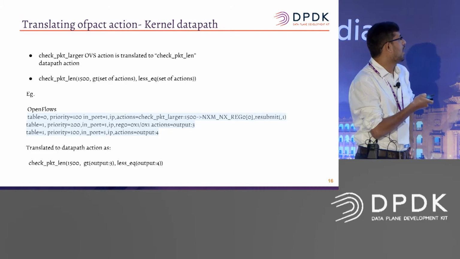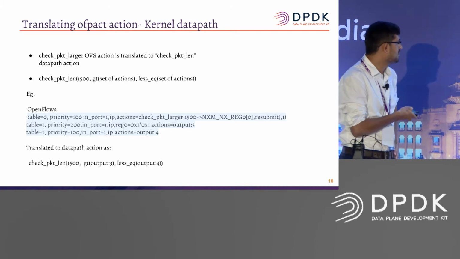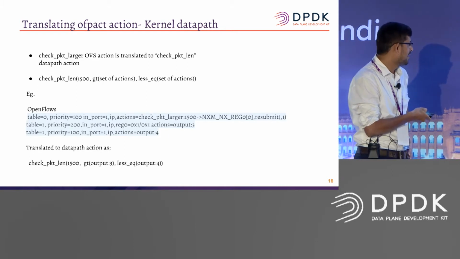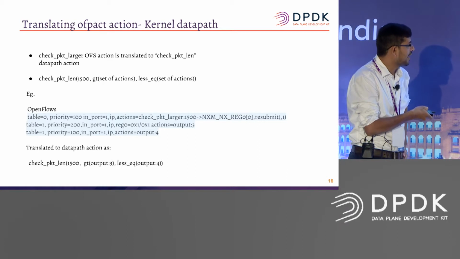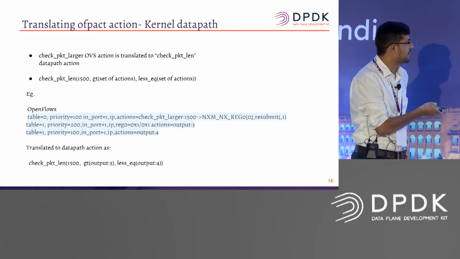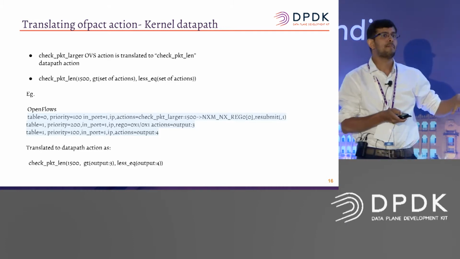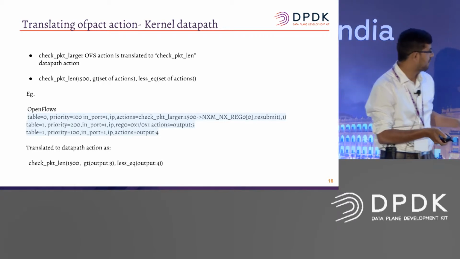How the translation happens is that we push a packet to the datapath saying this is the packet length, and check for this size. If the packet length is greater, you apply this action; if it is lesser, apply this action. Ovs-vSwitchd will do this internally. Okay, I think I have slides.